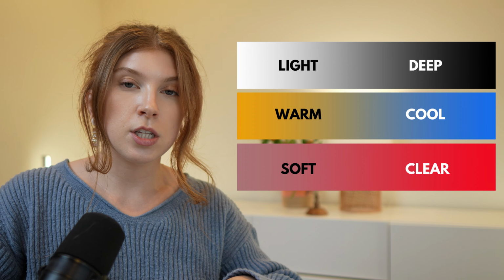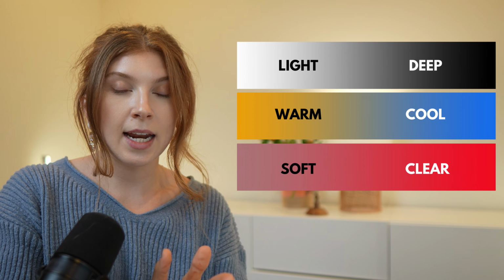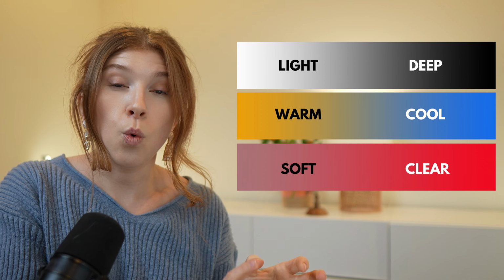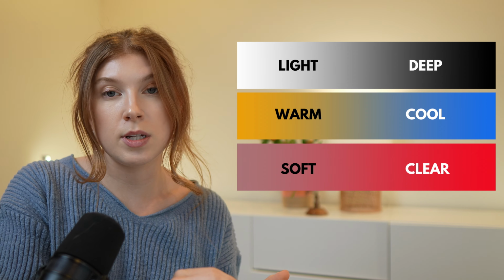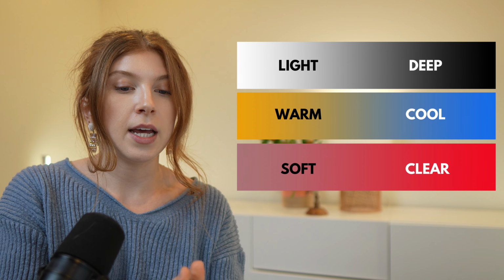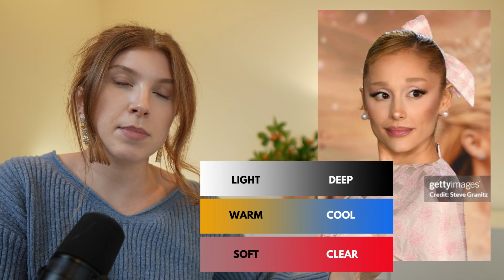Now I don't want to just talk about 3 different things, low, medium, and high. I want you to look at it as a spectrum, and that's what these are. Light to deep is a spectrum, warm to cool is a spectrum, and so is soft to clear. It's a spectrum. So when we look at Ariana Grande, we see depth in her eyes. Everything else is overall on the medium to light side.